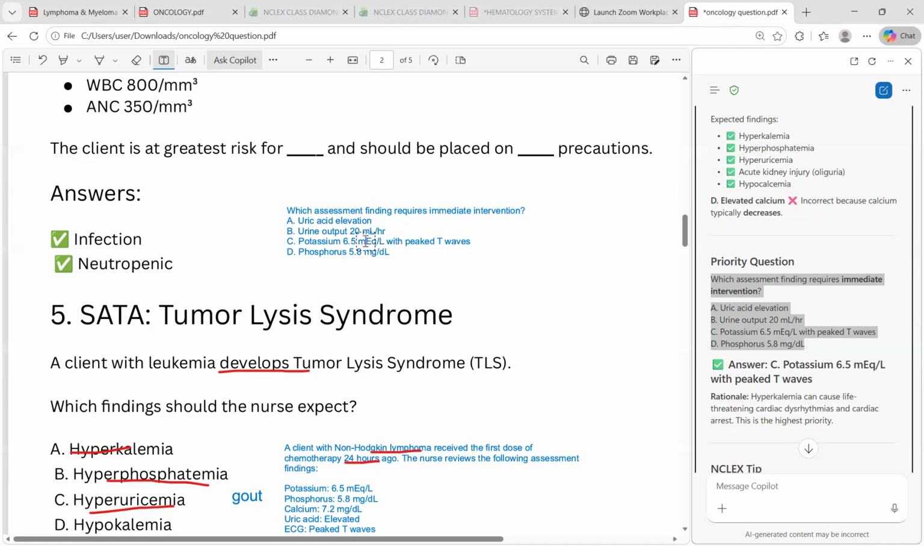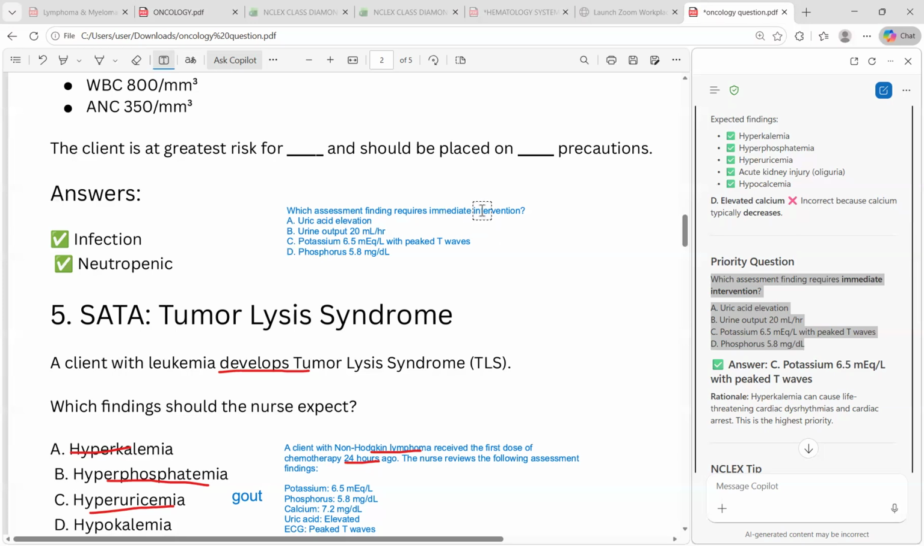Here, the topic is which assessment finding requires immediate intervention. That means here we need to select the priority intervention. Priority intervention means the most concerning problem, the finding indicating worsening of the patient's condition. For NCLEX-RN question analysis, we mainly have to promote the safety of the client. Whatever options are harming the safety, we can choose.